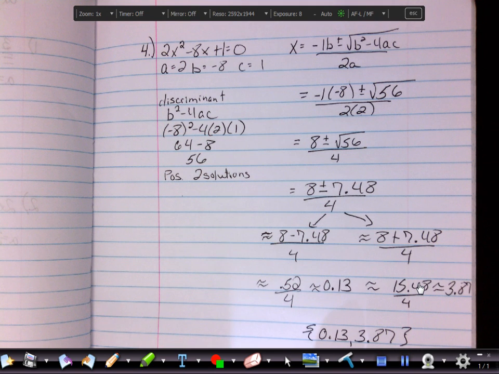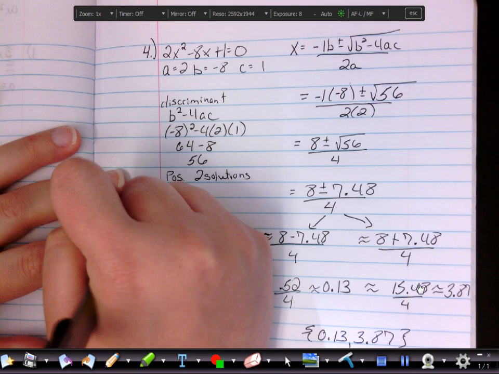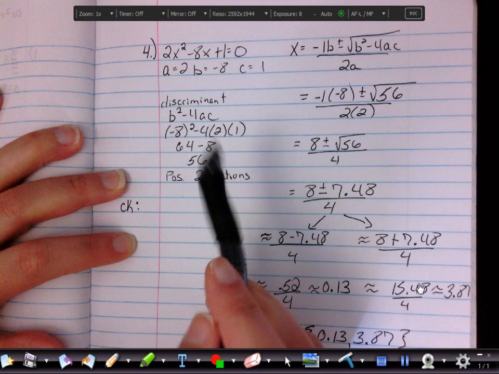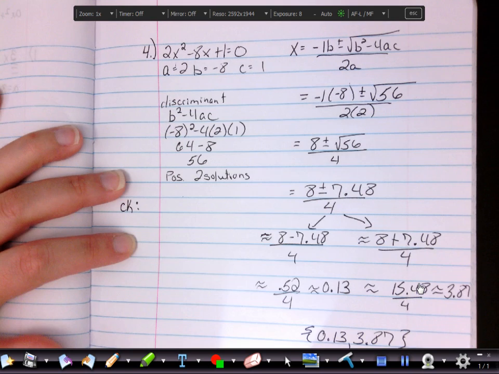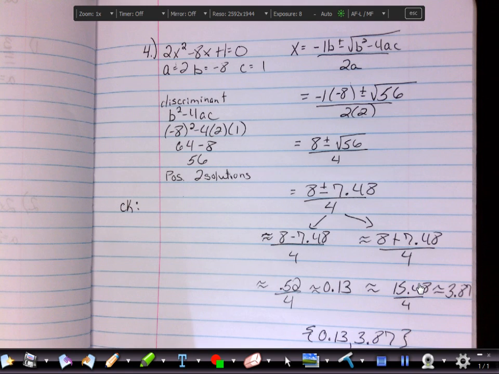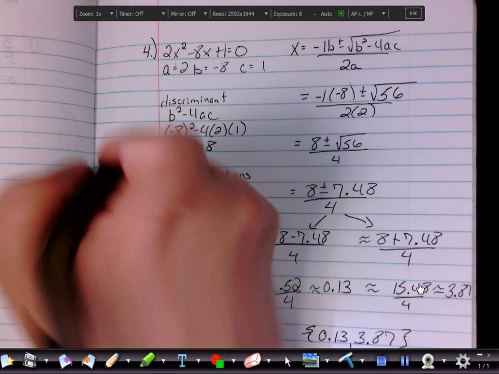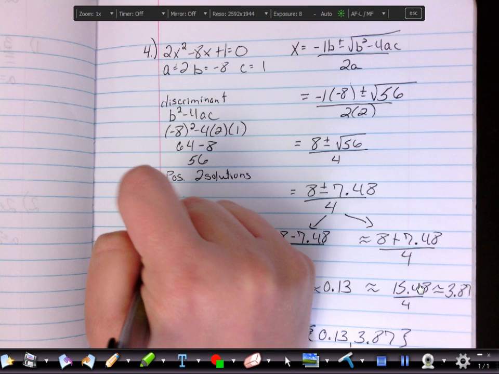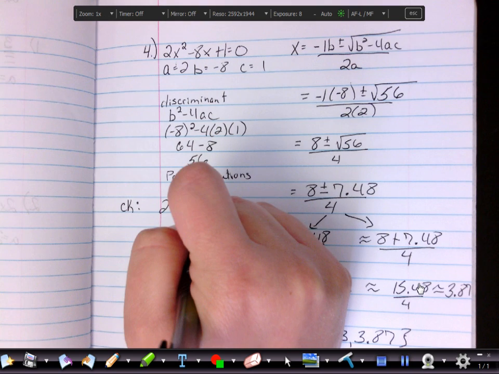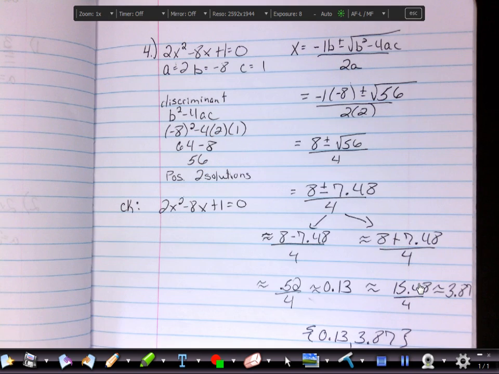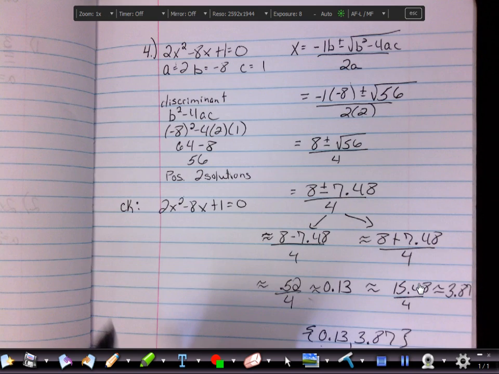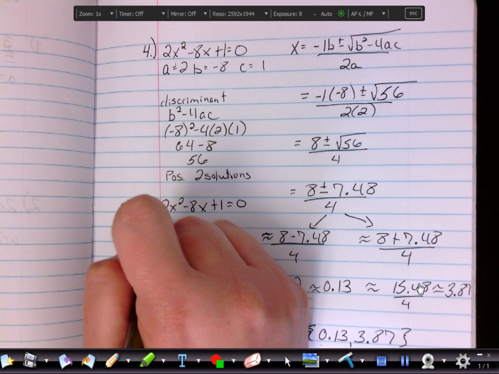Okay. Normally we're not actually going to take the time to check, but here on this first one we are going to take the time to check the very first one. So to check, I'm going to go back to my original, and everywhere I see an x, so we have 2x squared minus 8x plus 1 equals 0. Everywhere I see an x, I'm going to plug in a 0.13.